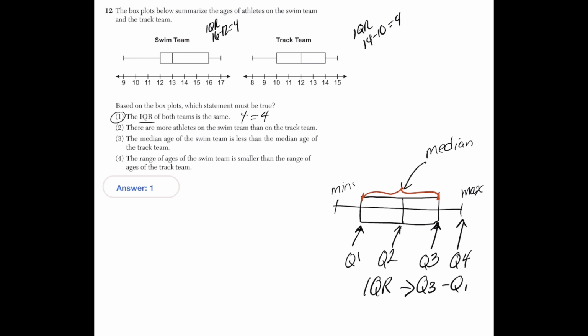So why are the other ones not correct? Because we're looking for the one absolutely true statement, and we should be able to figure out why the other 3 are false. So with the first one, it says there are more athletes on the swim team than the track team. We don't have that information. There's not enough info to tell that.